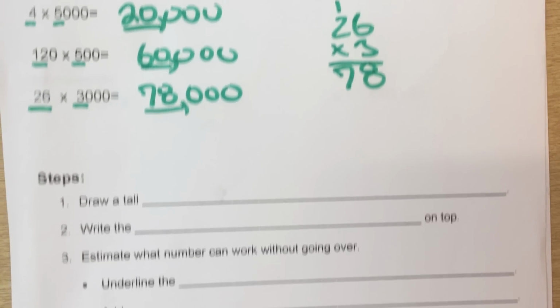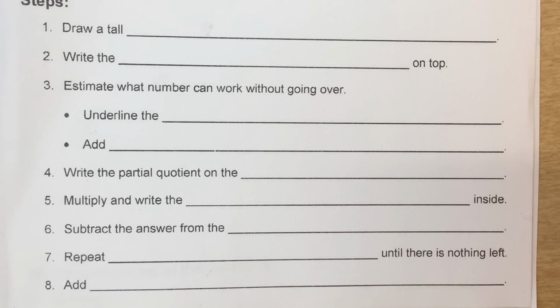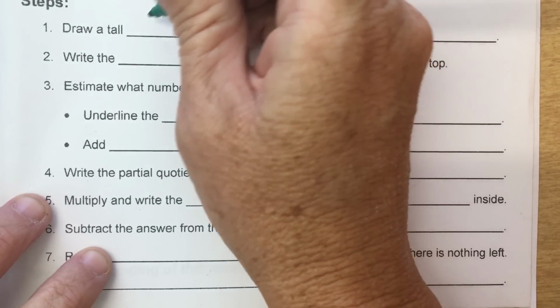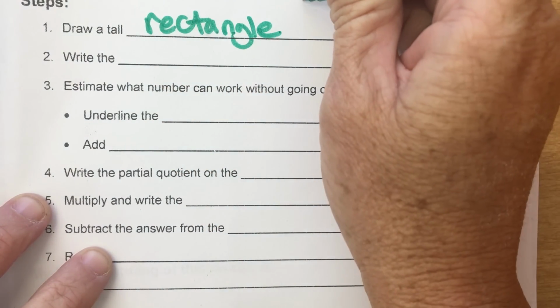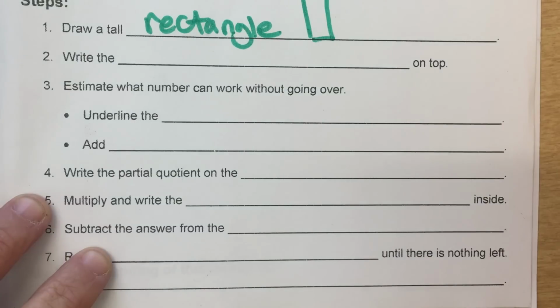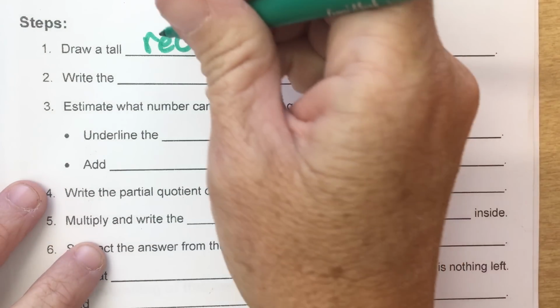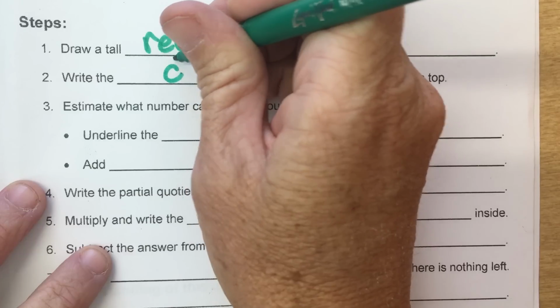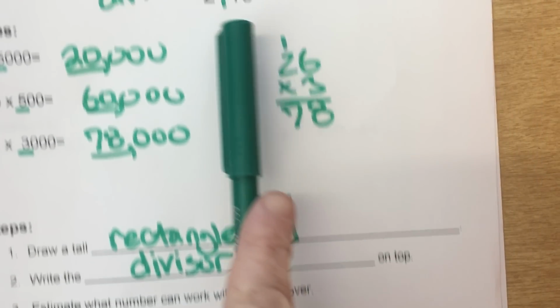We have tons of steps tonight, and I apologize. There are so many steps. The first step is we're going to draw a tall rectangle. In 4th grade, you drew a long rectangle, but now we're going to draw a tall rectangle. Then we're going to write the divisor on top, so you can refer back to what the divisor is.